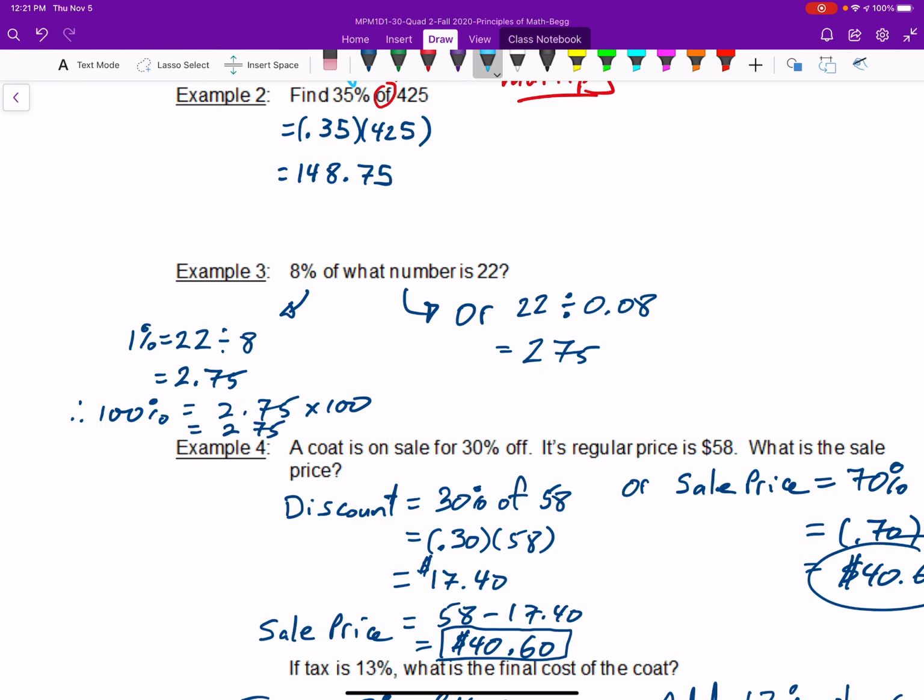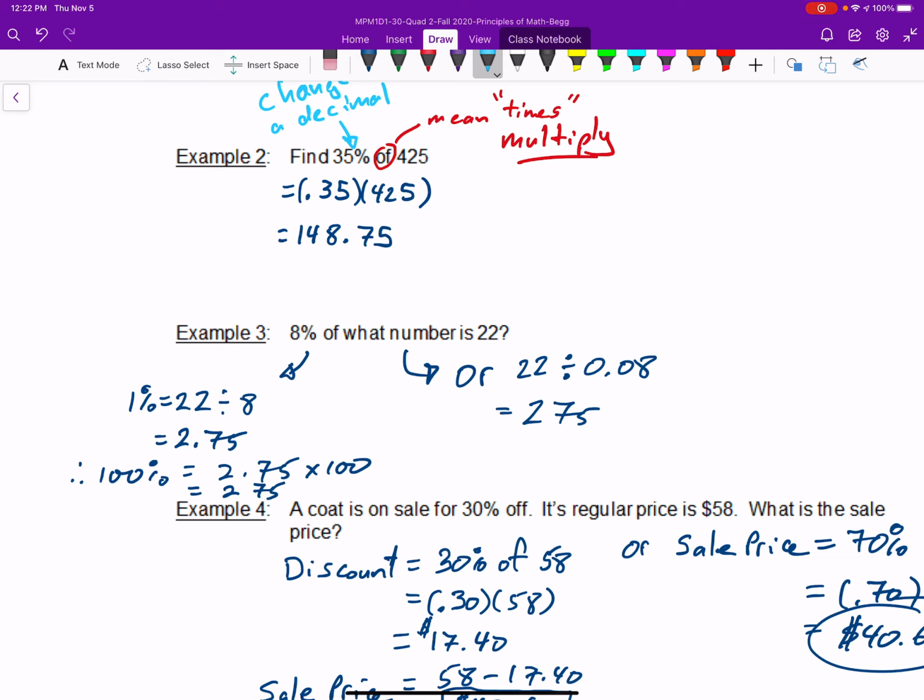Example 3 is a little different. It says 8% of what number is 22. So it's not saying take 8% of 22. It's taking 8% of some unknown number, and the answer is going to be 22. Well, if that's the case, I'm really doing the opposite. So the opposite of doing 0.35 of 425, of doing 0.35 times 425, would be to divide by 0.35. So in other words, change your percent to a decimal and divide by that decimal.